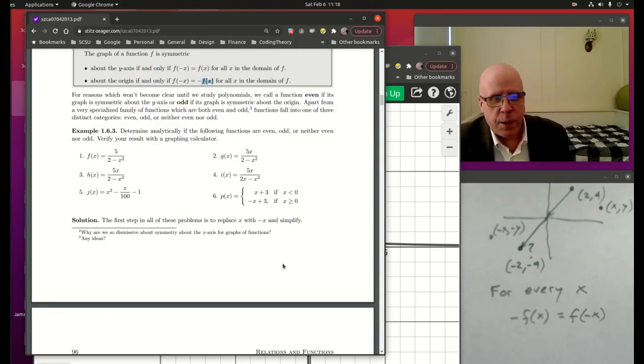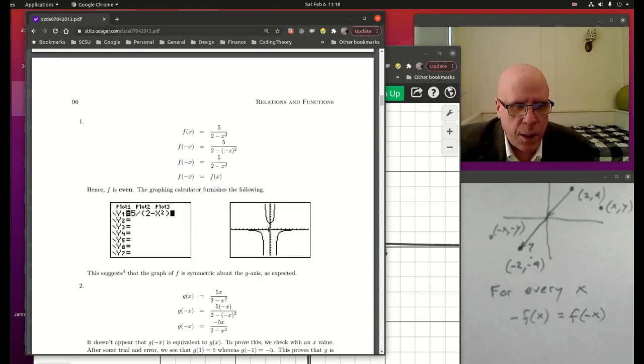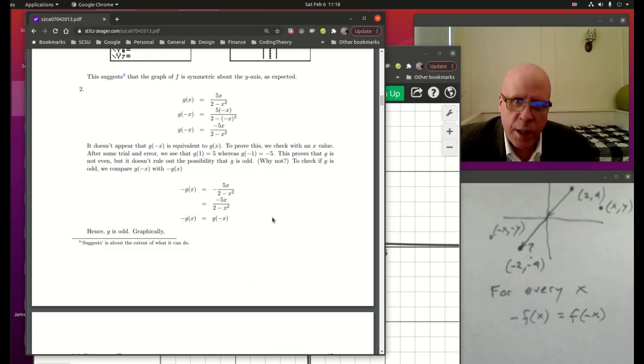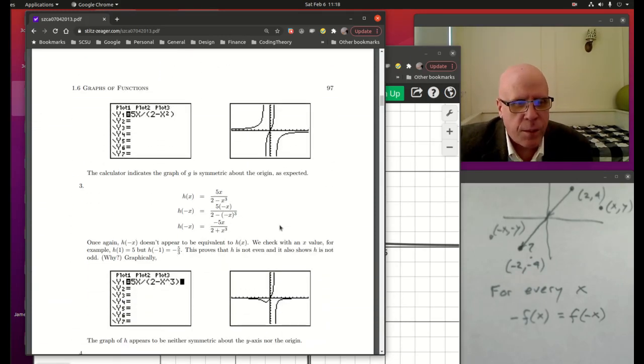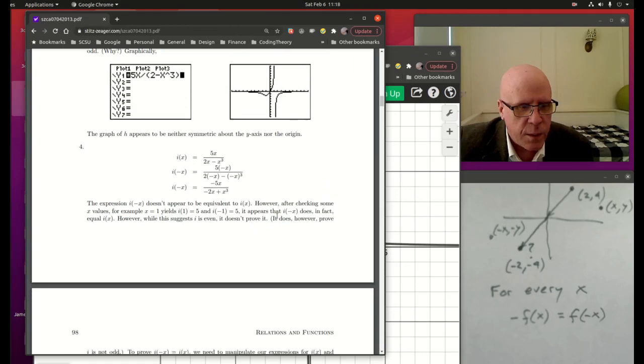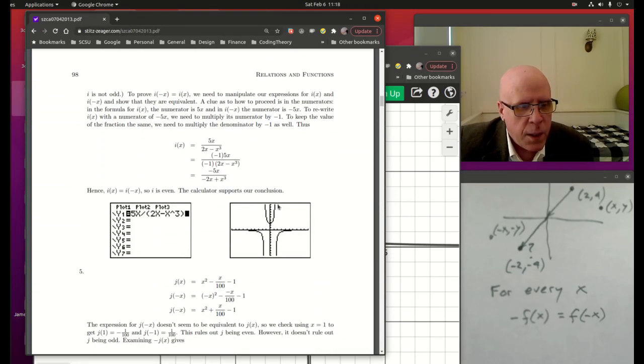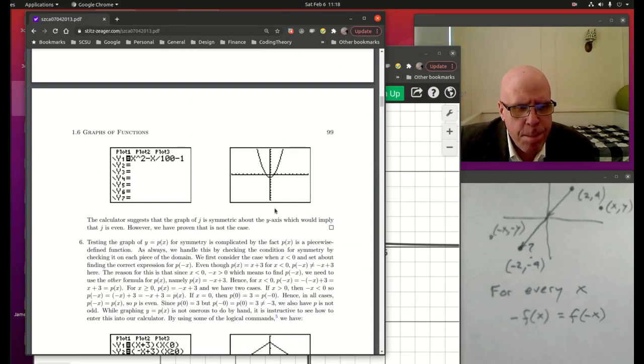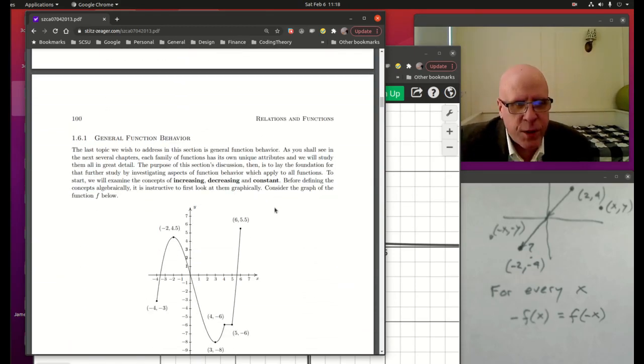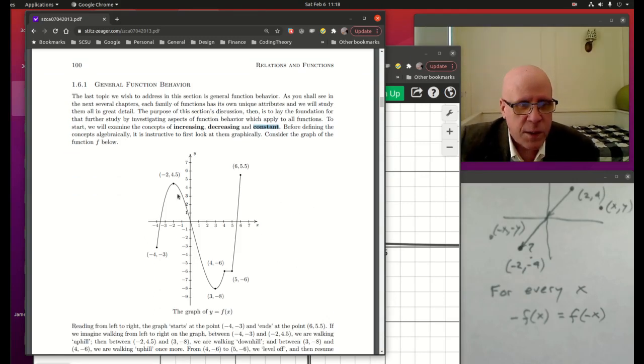Okay, one last topic to talk about in this section, and this is about the gross behavior of graphs. They do some more examples of it, but I don't want to beat you to death with examples. General function behavior. Okay. These are pretty easy concepts. Increasing, decreasing, and neither, constant. And they've given a graph that's got a piecewise definition here, but we don't need to worry about the piecewise, just look at the picture.